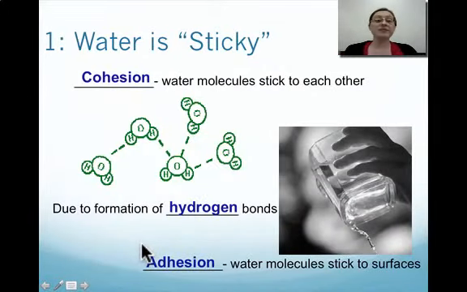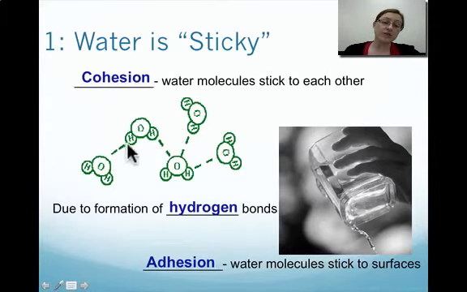So because of the fact that we have this polarity and the ability to form hydrogen bonds, we get these beautiful properties of water which make all of life on Earth possible. Property number one, water can be sticky, okay? And when you think of sticky, you think of like tape, right? So water has the ability to be cohesive, and cohesion means that a water molecule sticks to another water molecule.